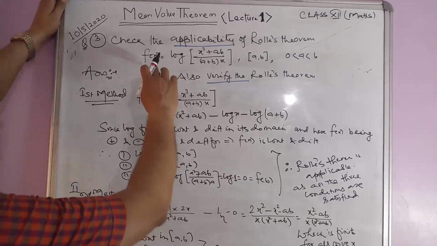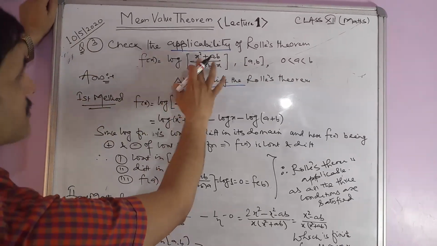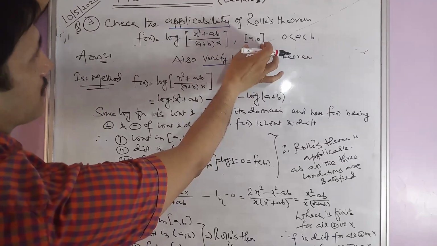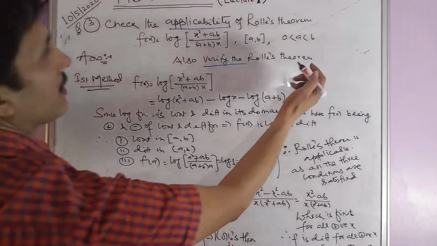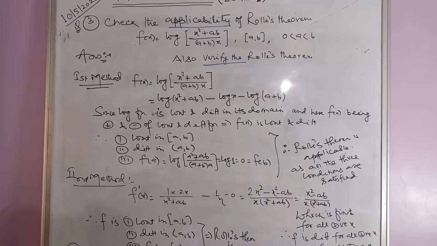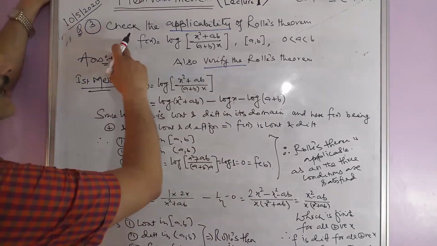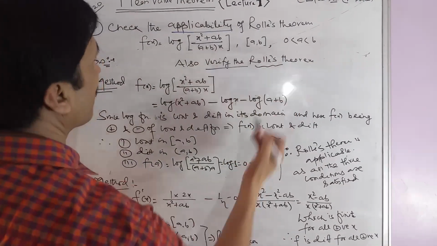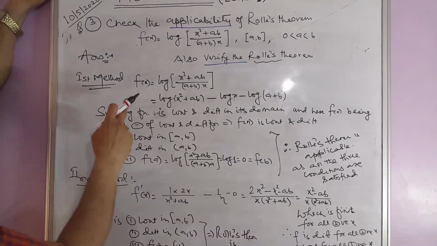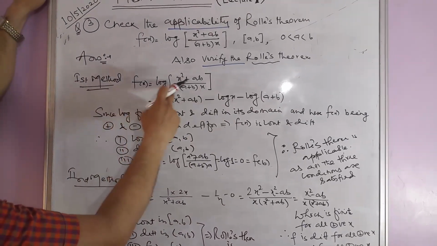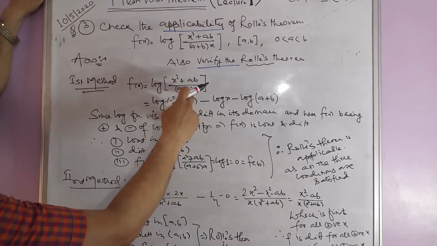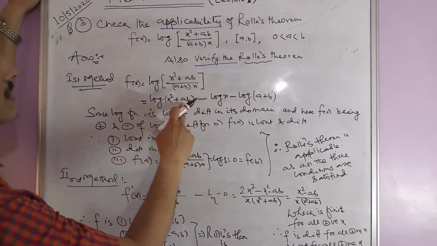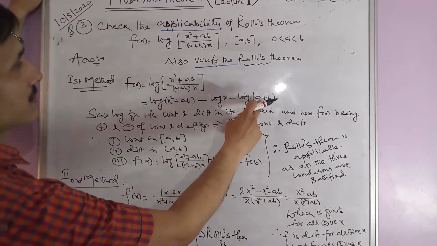The third question. f(x) equal to log of (x squared plus ab) upon (a plus b) into x, on the closed interval a, b, where a and b are positive numbers. Here we have to check the applicability and also verify Rolle's theorem for the given function. First of all, f(x) equal to log of (x squared plus ab) upon (a plus b) x. We rewrite the function as log (x squared plus ab) minus log x minus log (a plus b).